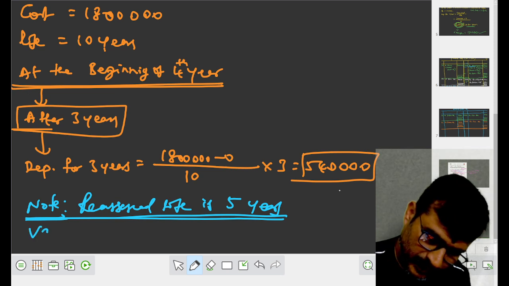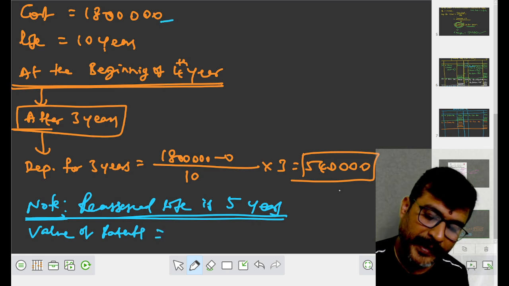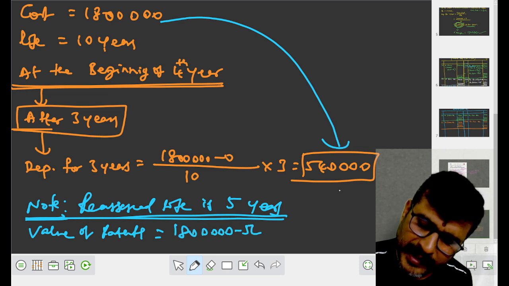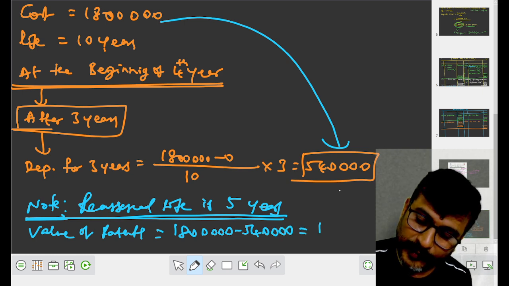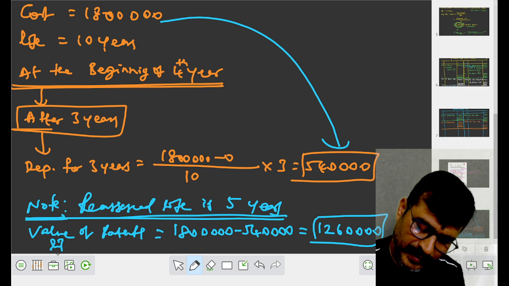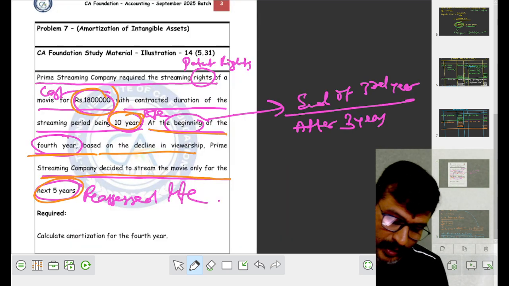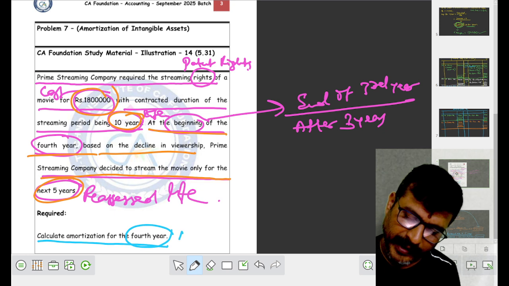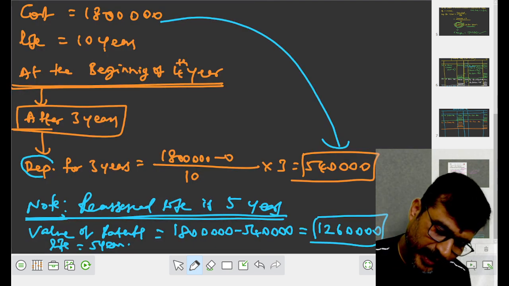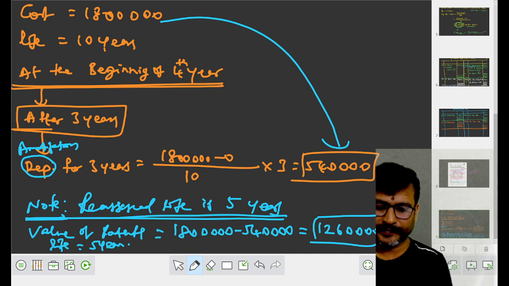Now we have to work out value of patents. How to value the patents? 18 lakh minus 5 lakh 40, it comes to rupees 12 lakh 60,000. Now life is how many years? Life is 5 years. What we have to do? Calculate the amortization for the 4th year means what? Next year. Here instead of writing depreciation, you can use the word of amortization.